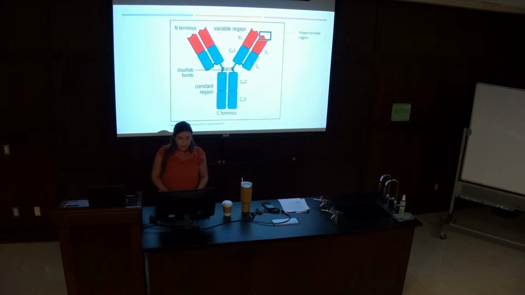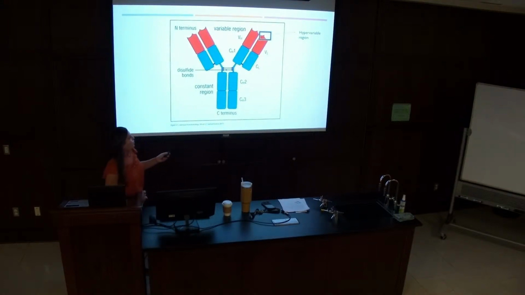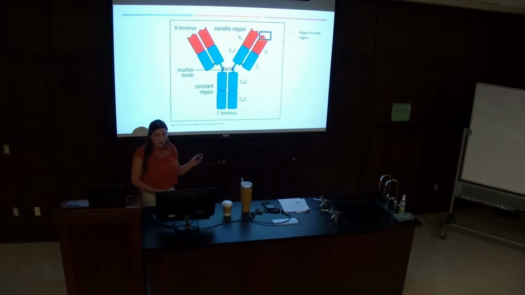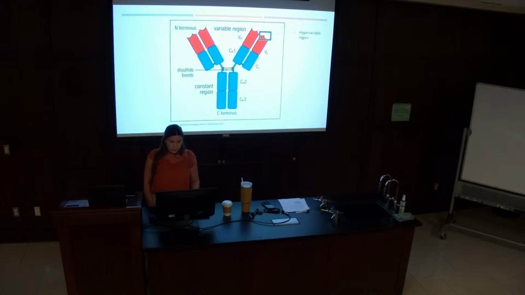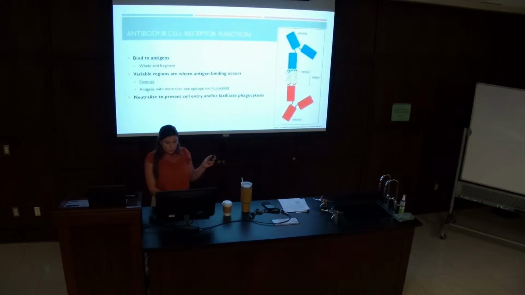So this is an antibody, and here we have this hypervariable region. That just means this is the region that's going to vary between different antibodies, and that is what binds to different specific antigens. This area we are calling the hypervariable region. Essentially, this would be the B cell receptor, the antibody receptor, and its function is to bind to antigens. They can bind to whole antigens or just fragments.